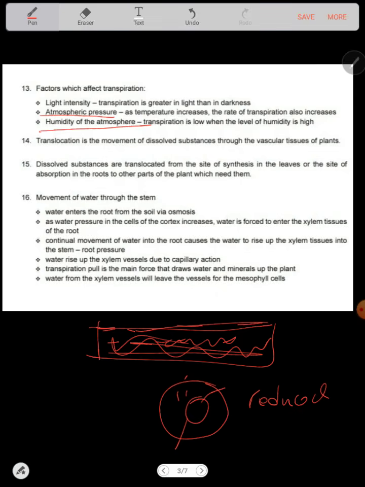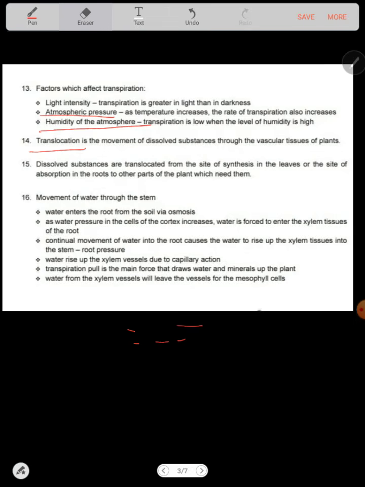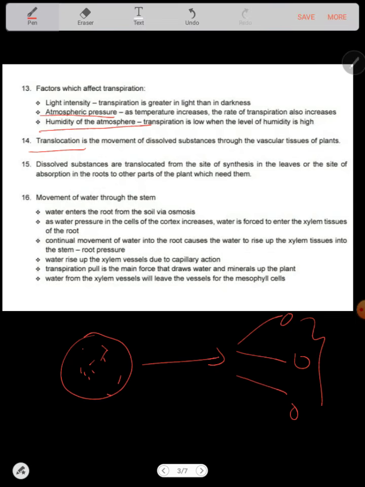So that's all about transpiration. Let's go to translocation. Translocation is the movement of dissolved substances through the vascular tissues of plant parts. Now, we know that after the food has been manufactured through the process of photosynthesis, it moves through the process of translocation. After food has been manufactured in the green part of the plant, it is taken to different parts of the plant. The process is translocation.